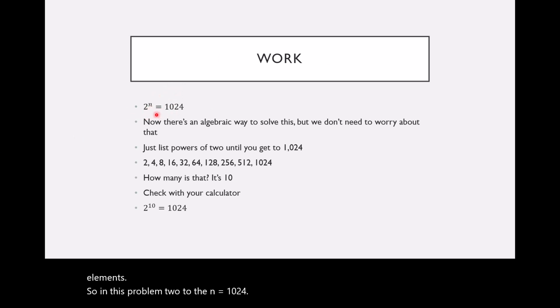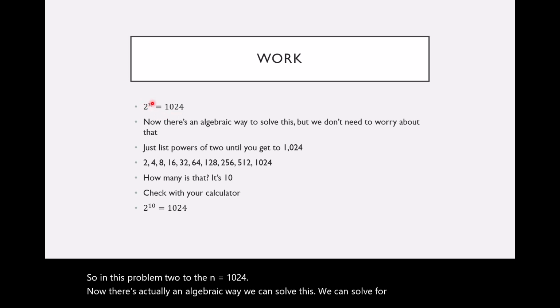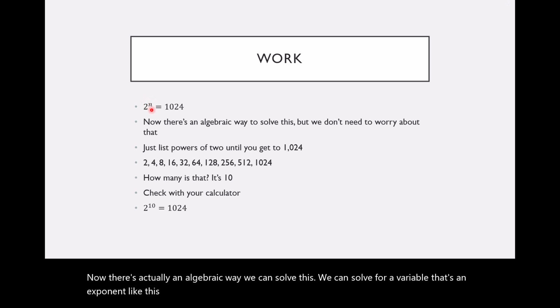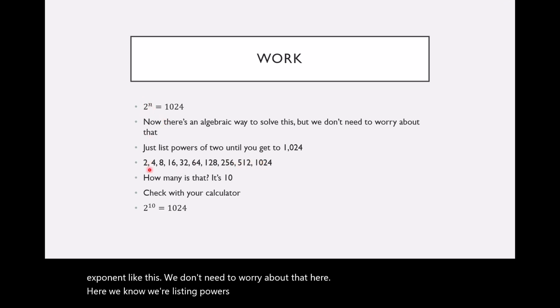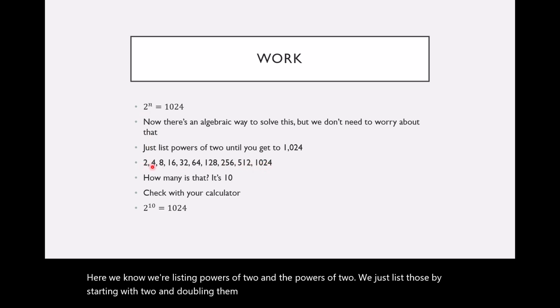Now there's actually an algebraic way we can solve this. We can solve for a variable that's an exponent like this. We don't need to worry about that here. Here we know we're listing powers of 2, and we list those by starting with 2 and doubling them each time. 2, 4, 8, 16, 32, 64.